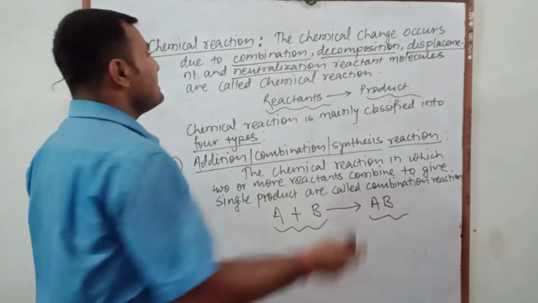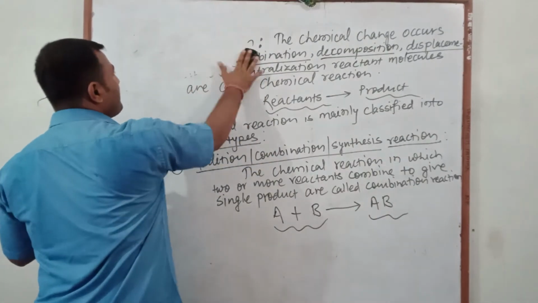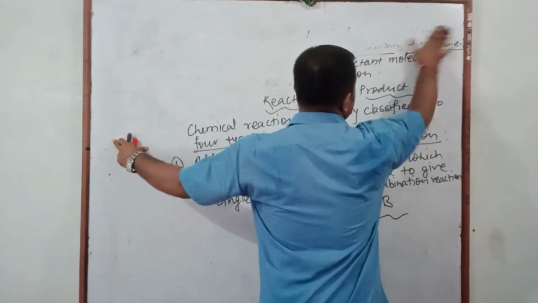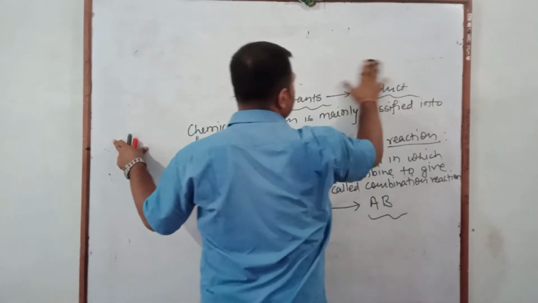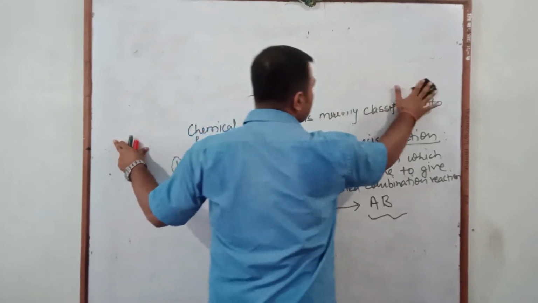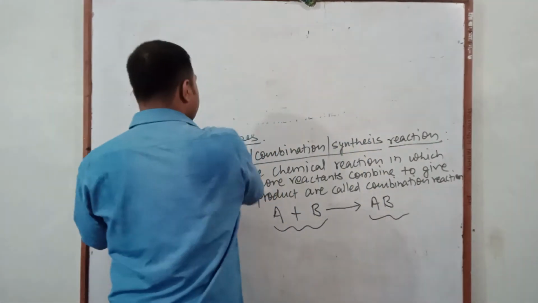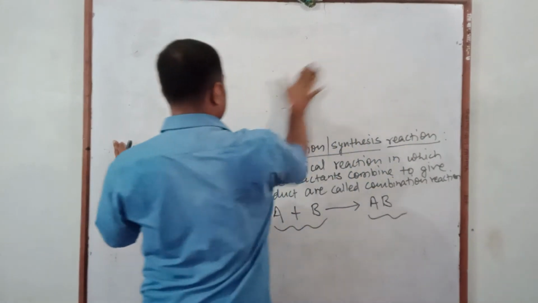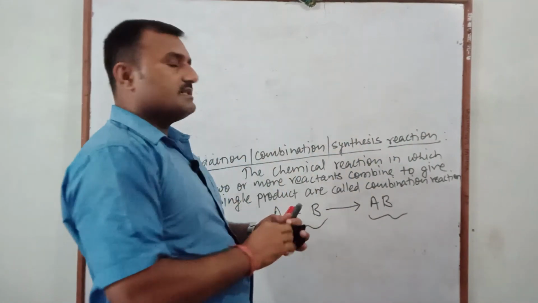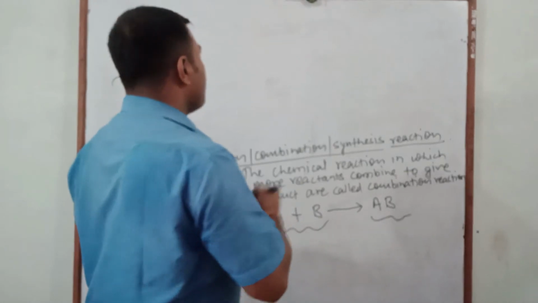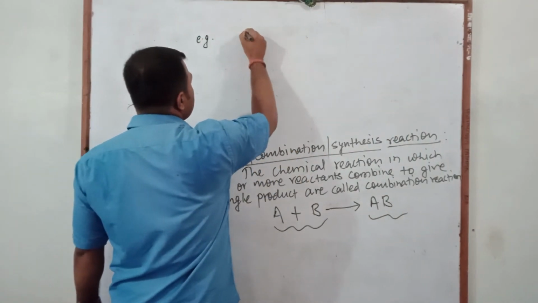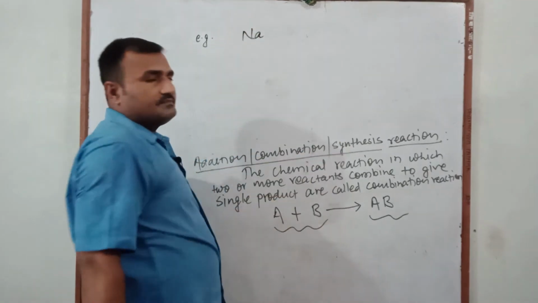And we illustrate it with an example. Which type of chemicals take part in a combination reaction? Generally simple molecules, simple elements, combine and give a product. And here we write some examples of combination reactions.